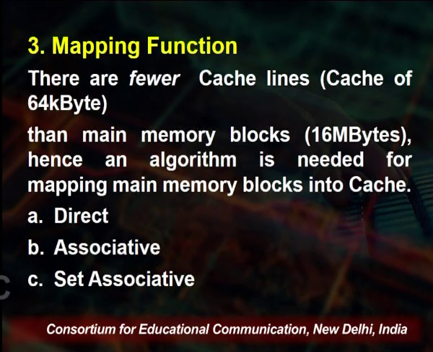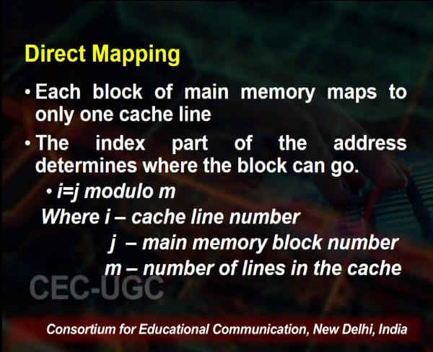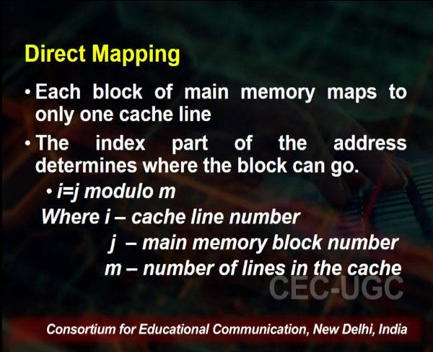So, let us look at the three methods that are usually used: the direct, the associative and the set associative. Direct is something that is very close to what the name suggests. We pick up one block from the main memory, and that main memory block can go only on a particular cache line. I will explain it to you better with the diagram that follows.